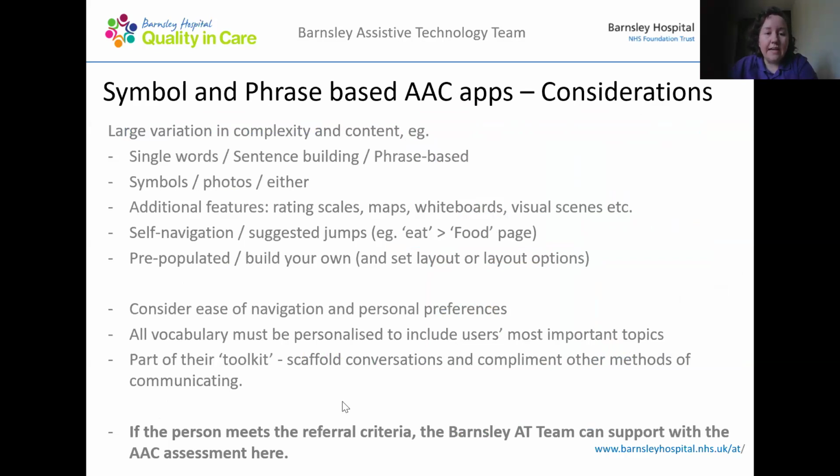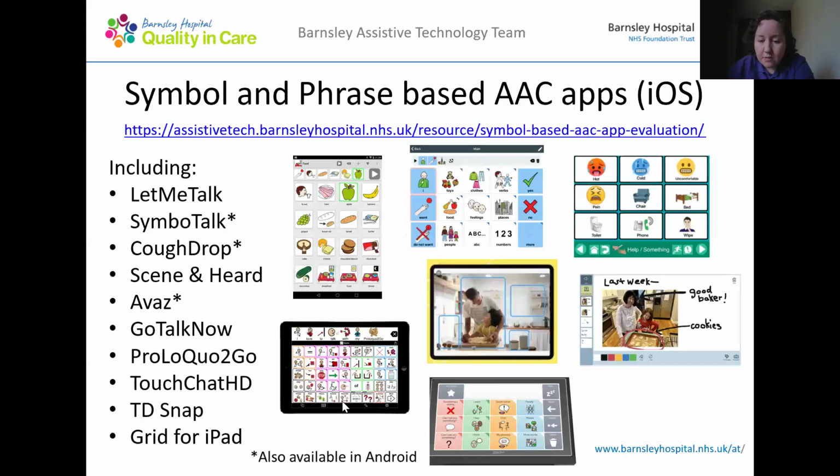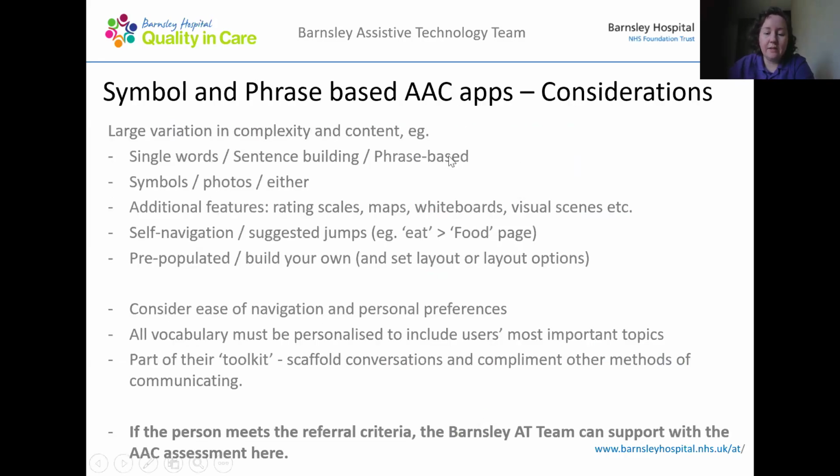So there's a large variation in their complexity and content. Some are more single word based, like Let Me Talk might be more of a single word based one. Others are more involved in sentence building, like Proloquo2Go, and then some can be more phrase based. For example, in this very bottom one, we've got VocaChat, and that is like, something is wrong. You click on something is wrong, and then with my device or something. So it gives you some sentence starters and some phrases. That can be helpful for people who find it harder to build those sentences word by word, or need something that does that for them for ease of use.